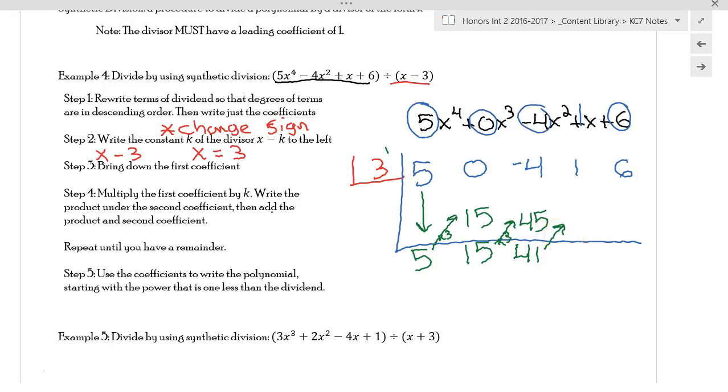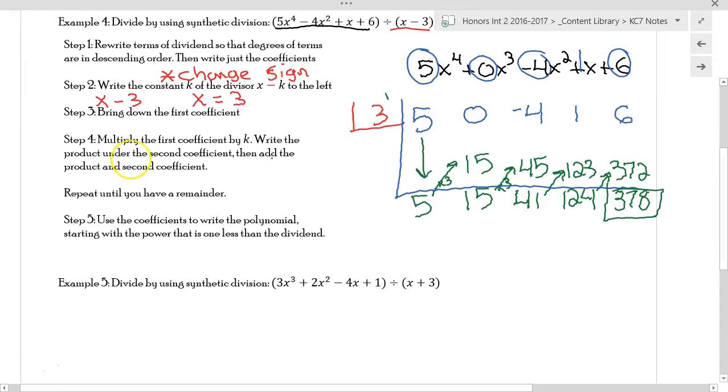3 times 41 is 123. Then I'm going to add. I get 124. Then I'm going to multiply. 3 times 124 is 372. Then I'm going to add. 378. I'm going to put a box around my last number. Okay.